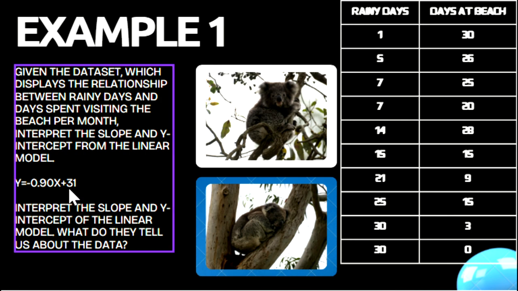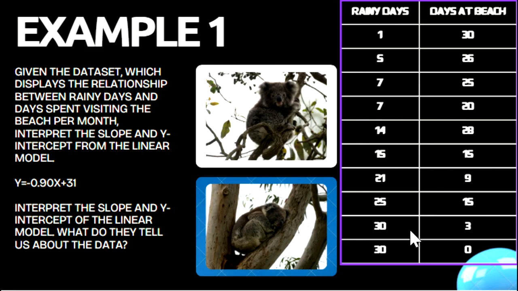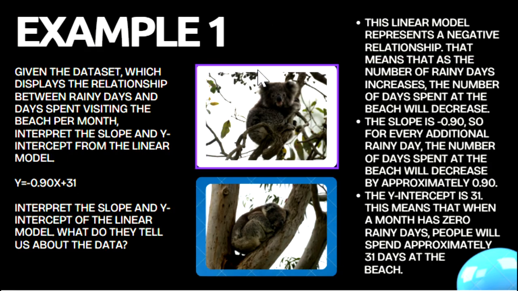Okay. So the y-intercept is right here at 31. This is where it crosses the y-axis. This linear model represents a negative relationship. That means that as the number of rainy days increases, the number of days spent at the beach will decrease.